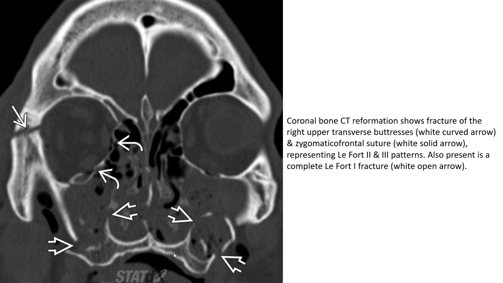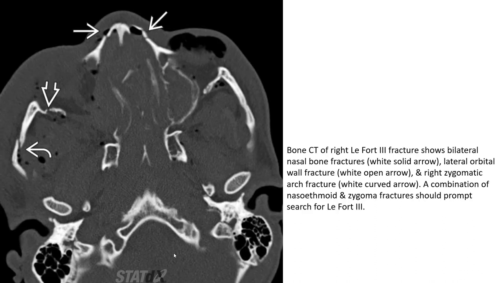So this is also a combination form of the transfacial fracture. Bone CT of a right level 3 fracture shows bilateral nasal bone fracture, lateral orbital bone fracture, and right zygomaticofrontal fracture. A combination of nasoethmoid and zygoma fracture from the level 3.